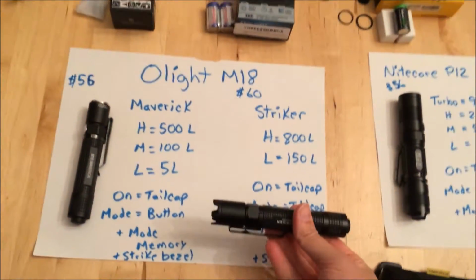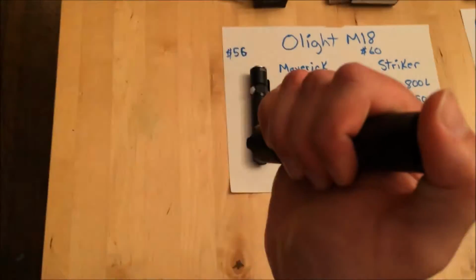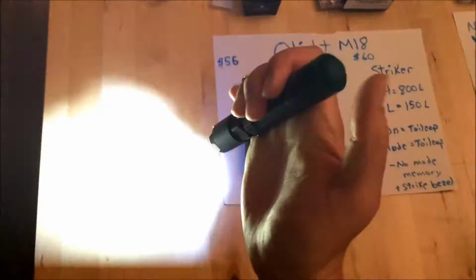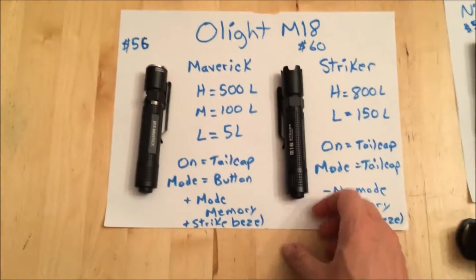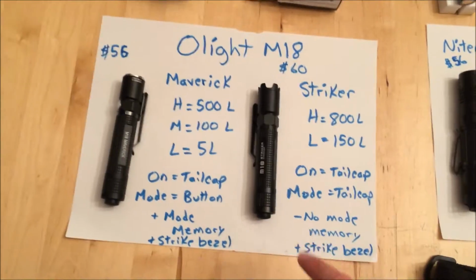If I want to access strobe, I've got to half click it 3 times. Okay? But there's no mode memory. When I turn this back on, it's automatically going to go into the high mode.